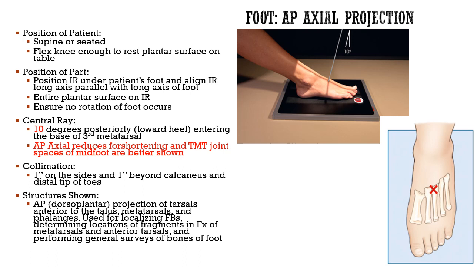The AP axial projection is performed to reduce foreshortening, and the TMT joint spaces of the midfoot are better visualized. We're going to have collimation 1 inch on the sides and 1 inch beyond the calcaneus and the tip of the toes. The AP projection, which is the dorsoplantar projection, is going to visualize the tarsals anterior to the talus, the metatarsals, and the phalanges.